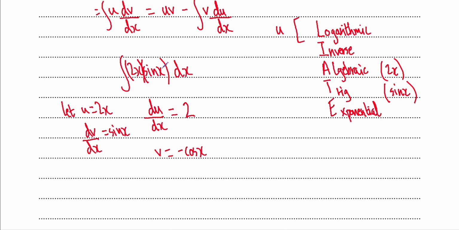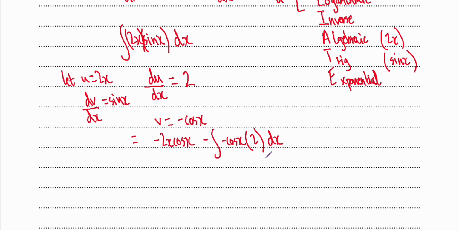So the integral of 2x sine of x is equal to the integral of u dv by dx, which is equal to uv. So we have u times v, which is 2x times negative cos x, so negative 2x cos x, minus the integral of v, which is negative cos x, times du by dx, which is positive 2, with respect to x. Now this is negative 2x cos x, so we're done with that. And now this negative becomes plus 2. You can bring the 2 outside because it's just a constant, then you have the integral of cosine of x dx.